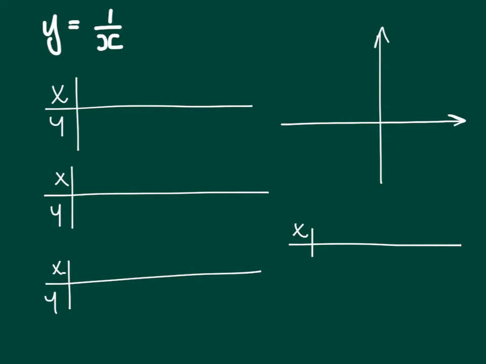Okay, reciprocal graph. We're just taking a really standard y equals 1 over x. So no flourishes, no fancy cubes or squares or anything like that. We're just going to take 1 over x.